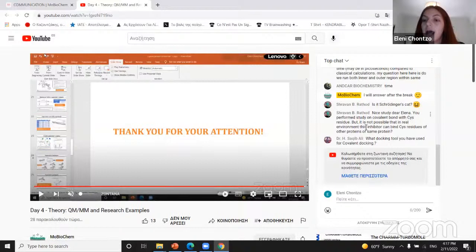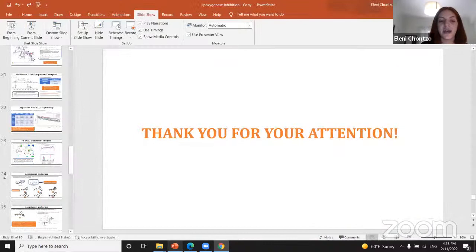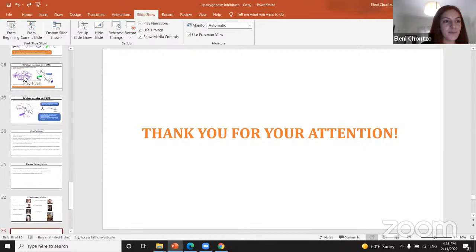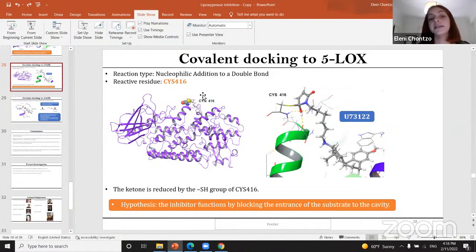For aspartame, for the question about the keystone of other proteins, yes, but we have already seen an in vitro activity to aspartame. There is a publication that the inhibitor binds in the same position as this, and they have identified even the keystone, this particular keystone residue that participates in the reaction with this inhibitor.